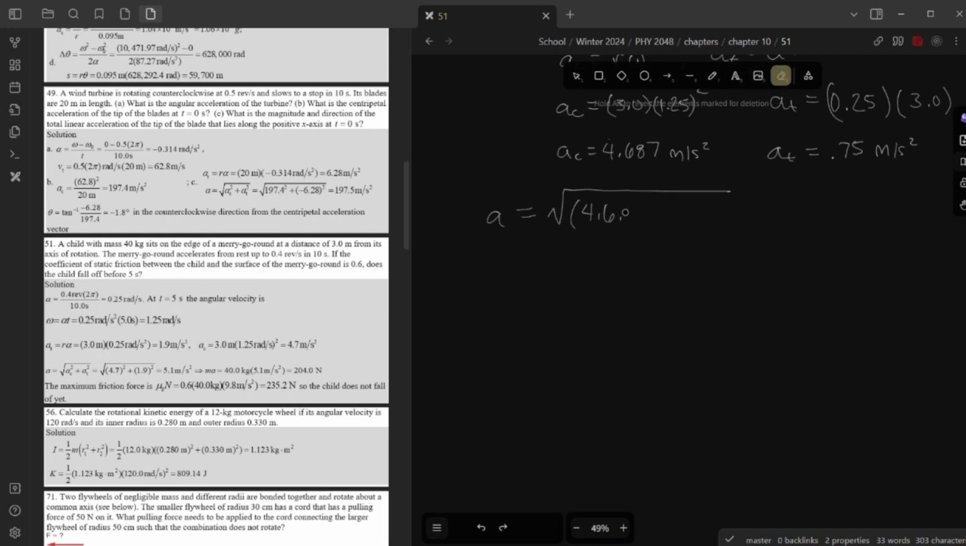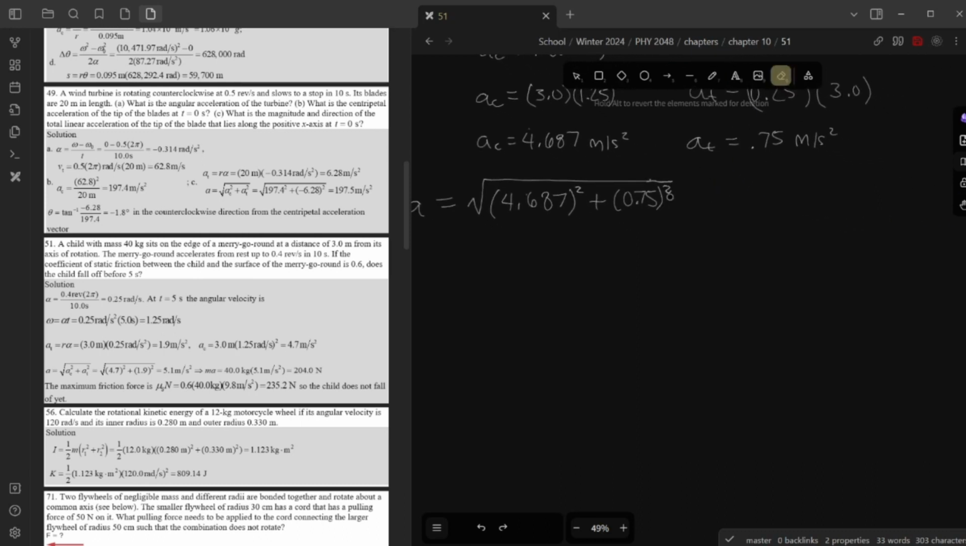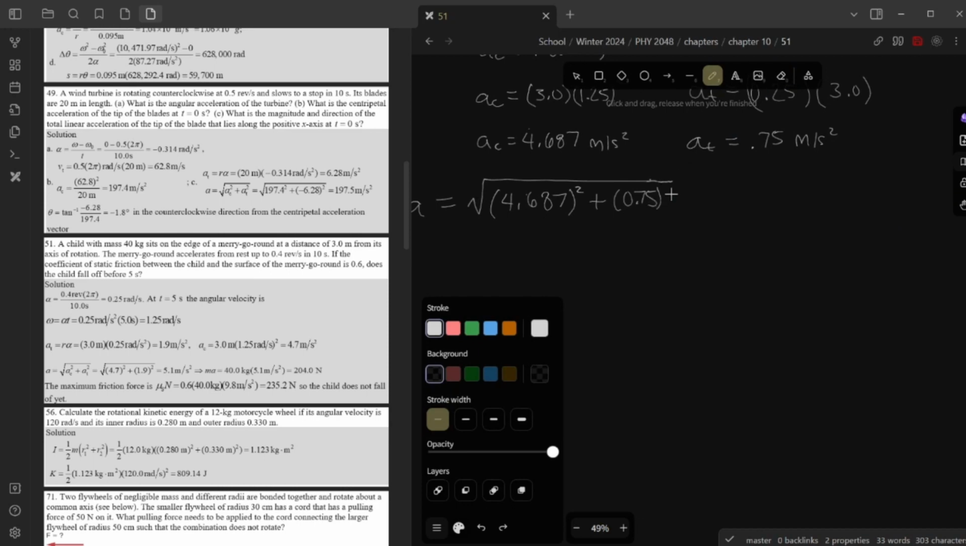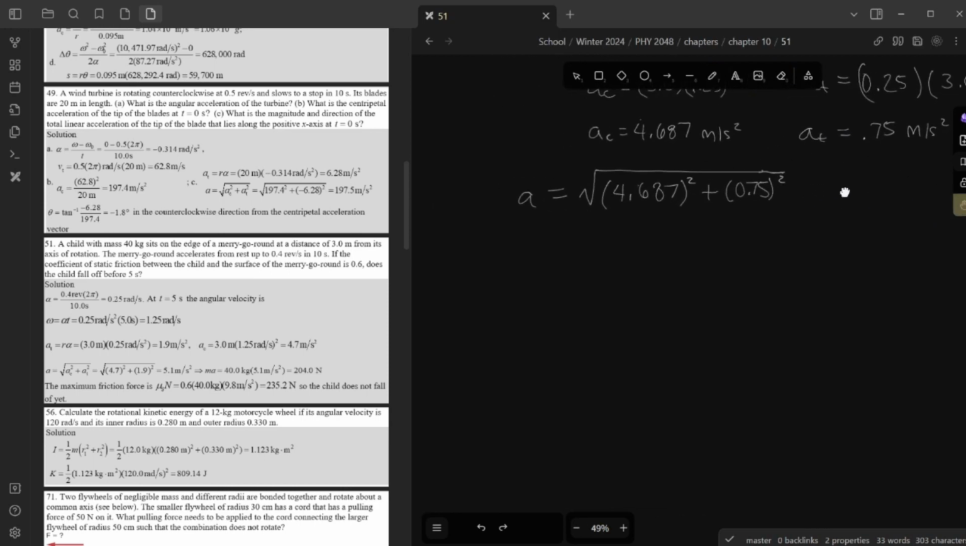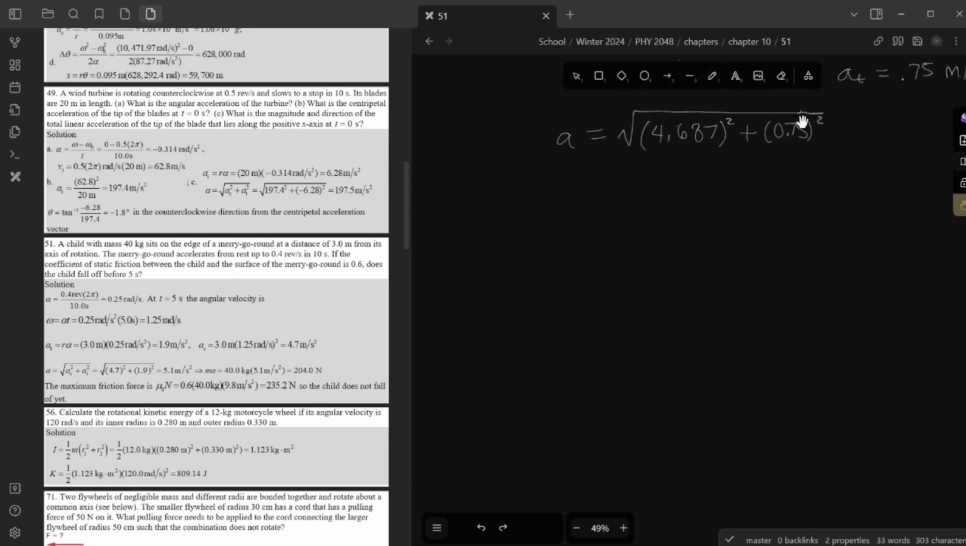4.6, not 2 points. So 4.6687 squared. And then our other value, it doesn't seem to match up. And if you guys do get the same value as the solution, go ahead and use it. I probably made a mistake, but we're just going to use this value for now. So this is what you want to have set up, and now we're going to calculate the total magnitude.